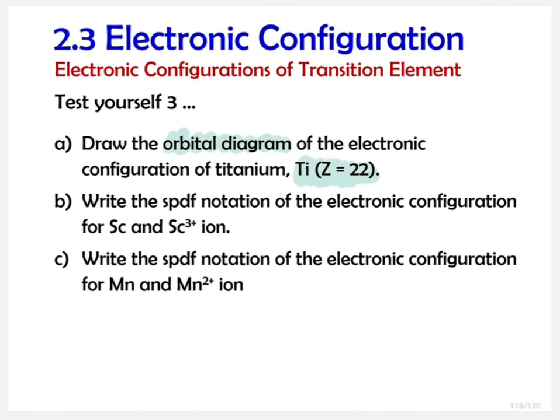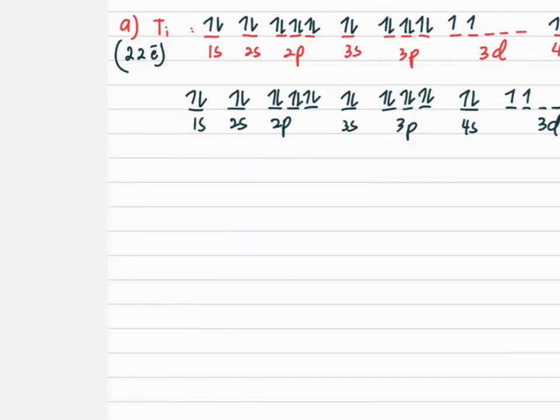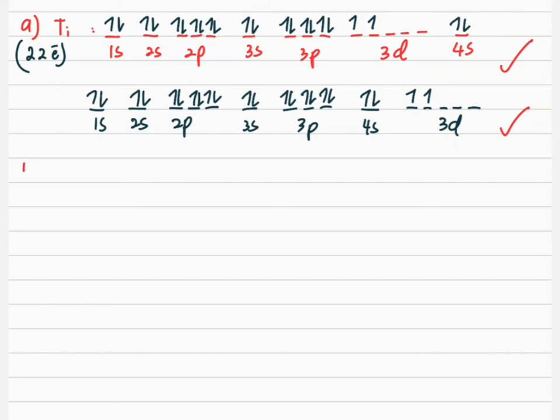Soalan B, spdf notation for scandium dan scandium 3+ ion. Jadi, untuk scandium, scandium ada 21 elektron, dan soalan minta spdf notation sahaja. Jadi saya tulis sekarang 1s2, 2s2, 2p6. Kenapa saya laju macam ni? Tadi saya dah bagi tips.